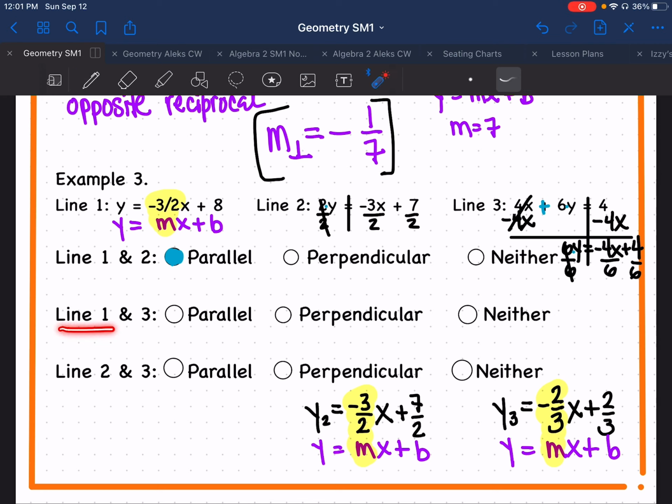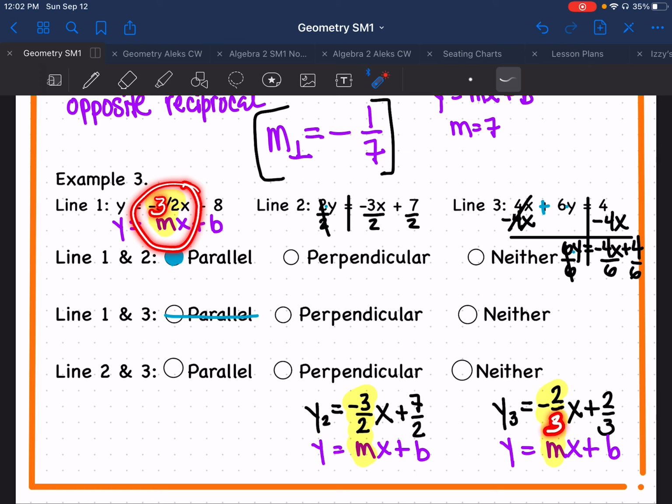All right, now let's take a look at lines 1 and line 3. Let's take a look at this slope and this slope. Are they the same sign? Yes, they are. Are they the exact same number? Well, let's take a look again. 3 on the top, 3 on the bottom. Nope, they're not parallel. So I'm going to go ahead and cross out parallel because they can't be that. Let's check for perpendicular because they seem to have done the flip, right?